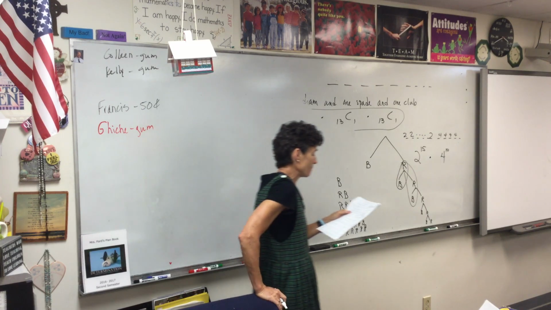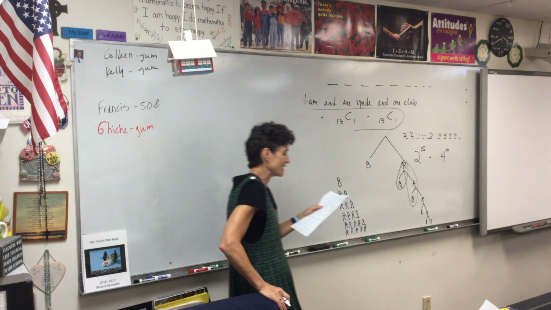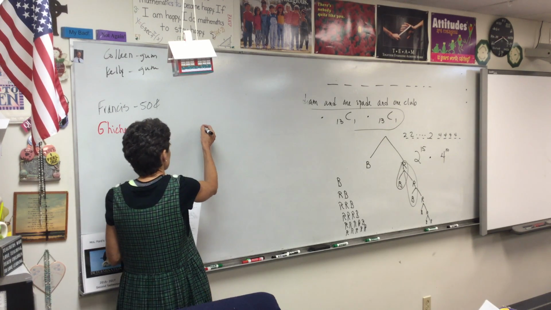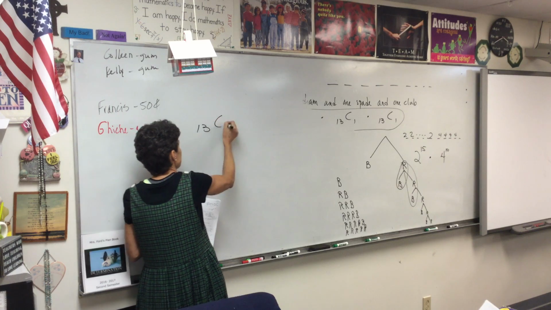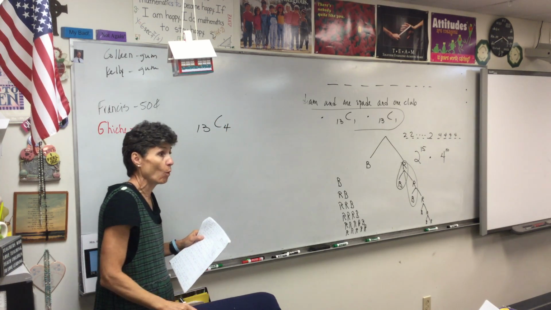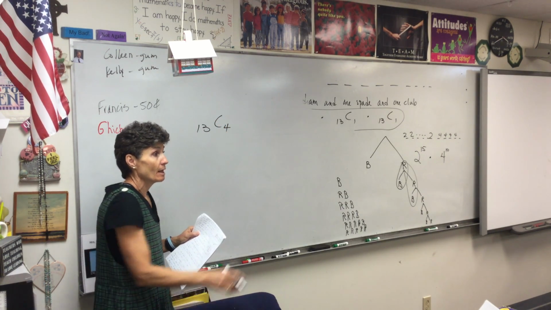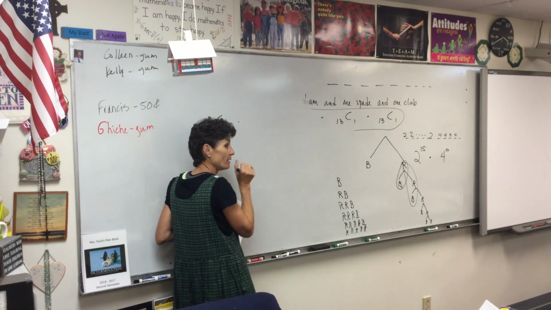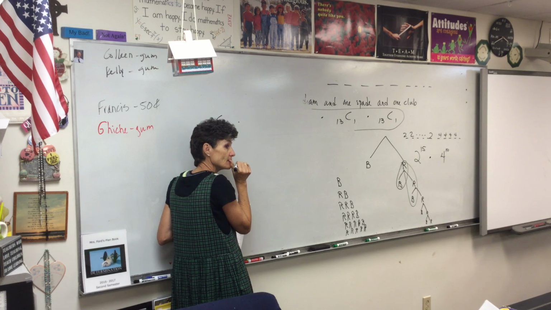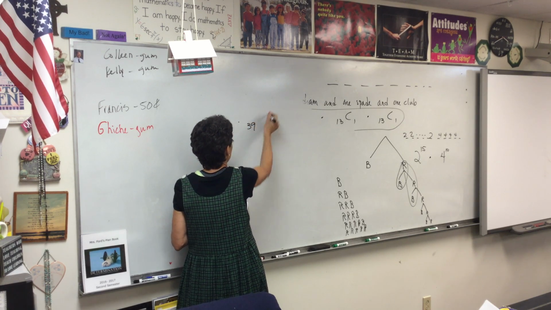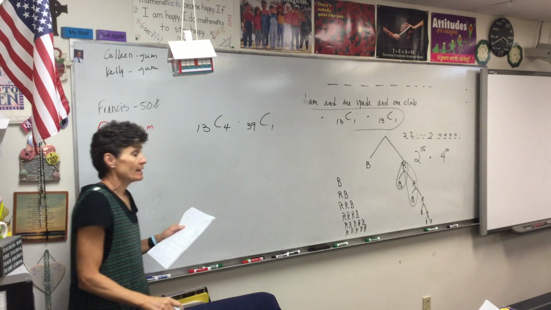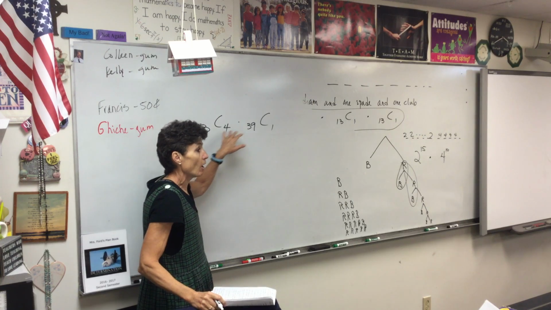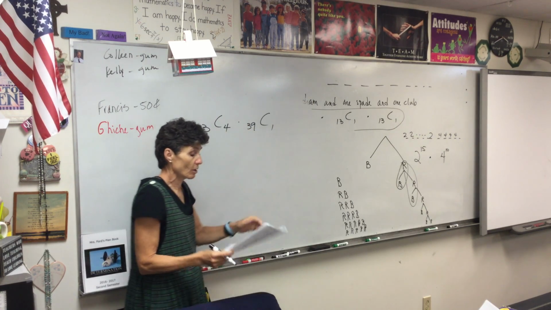Number 6. How many 5-card hands contain exactly 4 hearts? 13C4. That would be exactly 4 hearts. But you need one more. I need one more. Very good, Griffin. Times 39C1. Exactly 4 hearts means 4 hearts and 1 other card.